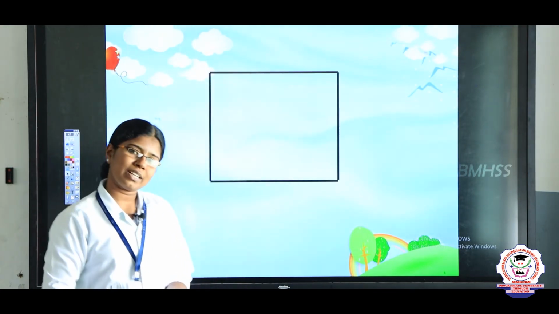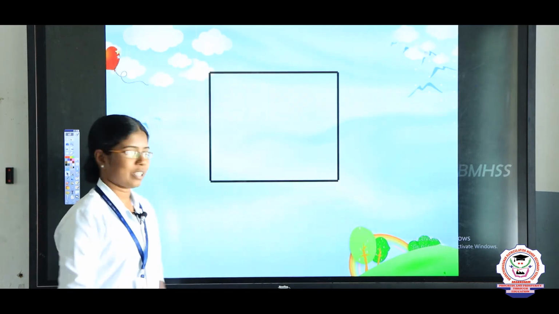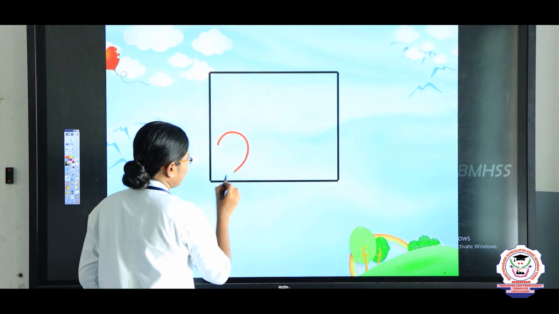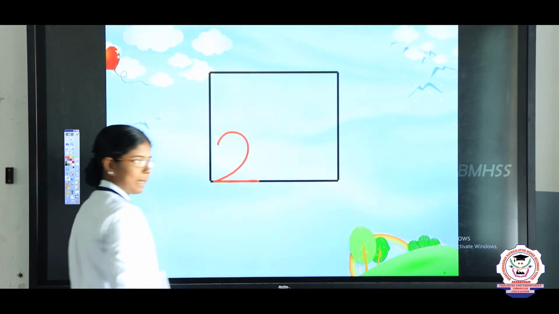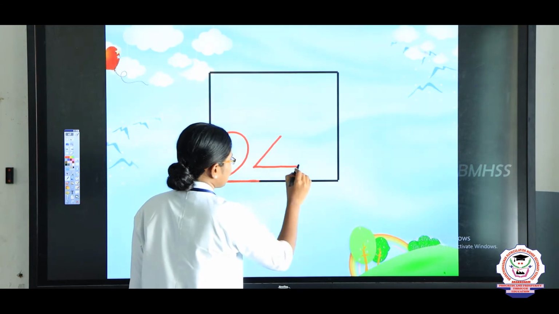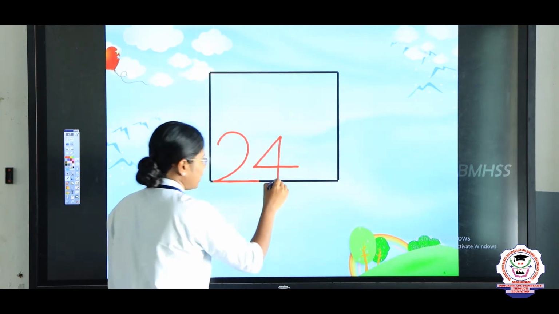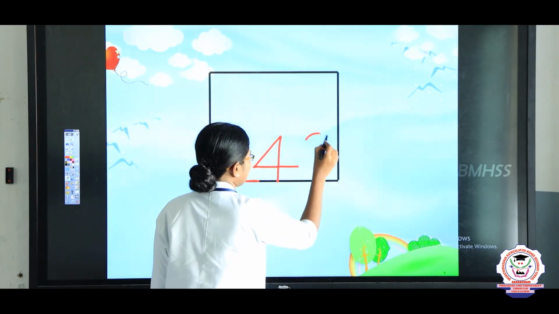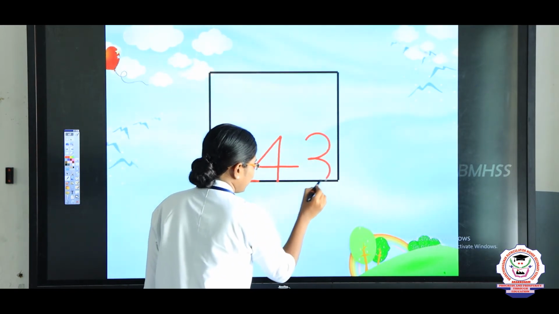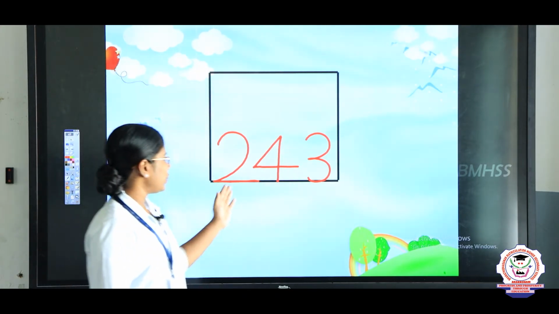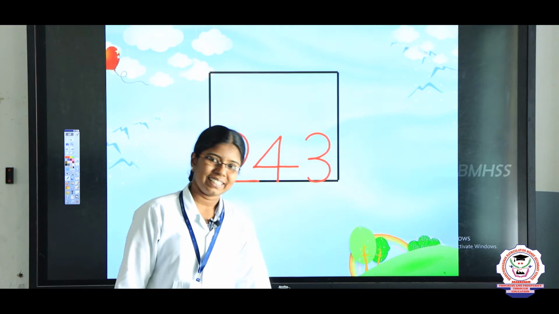See here. How to write 243? Let's listen, okay? First, 2. Left open curve, sleeping line, okay? How to write 4, children? Slanting, sleeping and then standing, okay? How to write 3? Yes, left open curve, again left open curve. Now we can get the number 243, right?